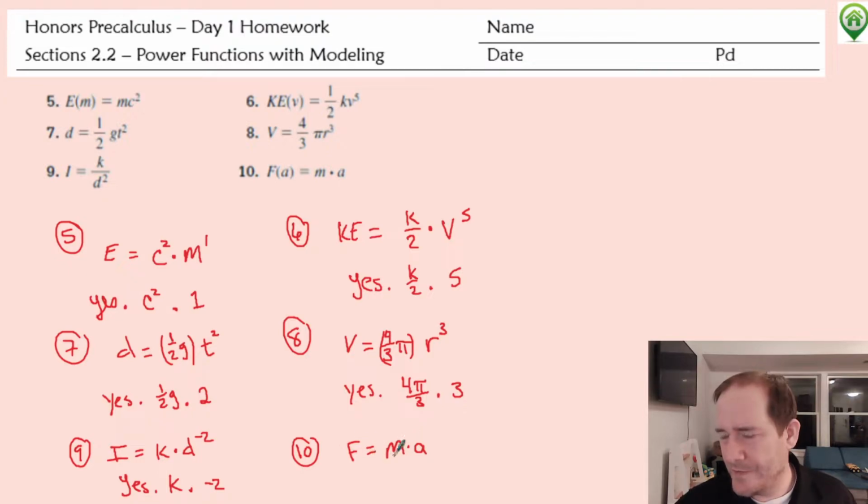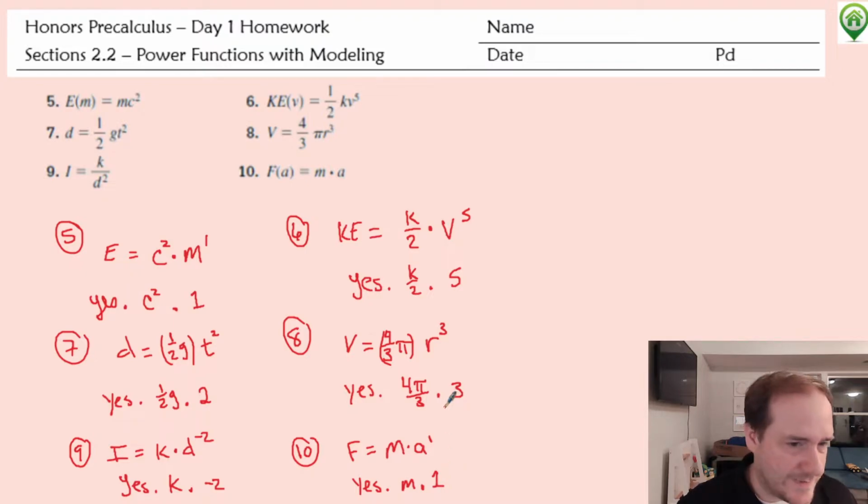So whatever. Is this thing a power function? Yes. What's the constant of variation? The mass. What's the power? Well, the acceleration is to the power of 1, so I guess it's 1. Alright, hopefully that's a piece of cake.